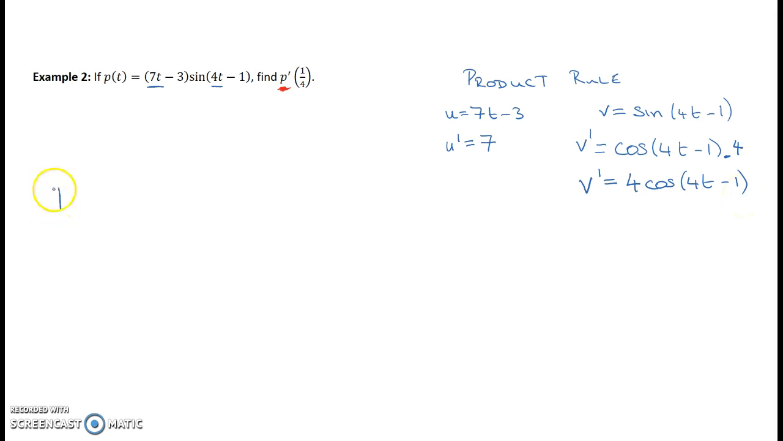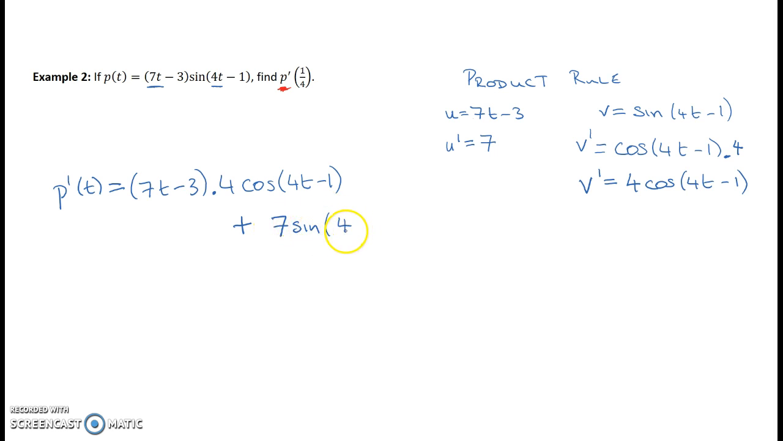So we're going to now have p prime of t. Okay, if you remember what the product rule says, it's the first by the derivative of the second. So 7t minus 3 times 4 cosine 4t minus 1. And since you're multiplying by the 7t minus 3, you have to keep that in parentheses. The 7t minus 3 has to be in parentheses. Okay, plus the second, which would be sine of 4t minus 1 by u prime, which is 7. So just write down the 7 first. So 7 times sine of 4t minus 1.